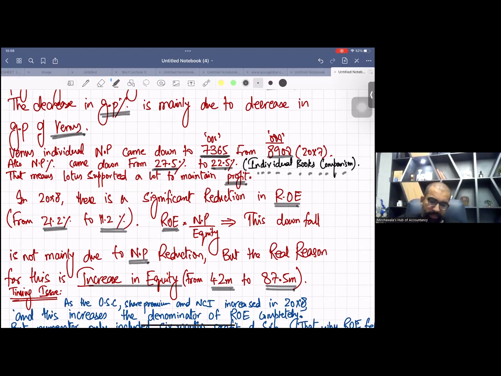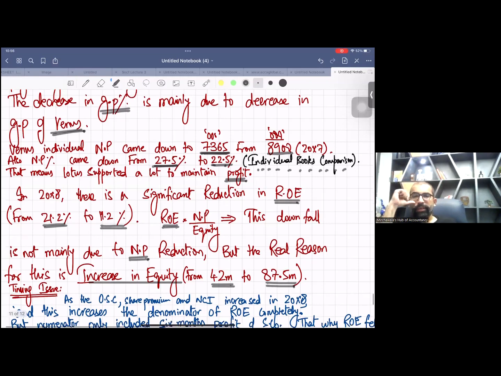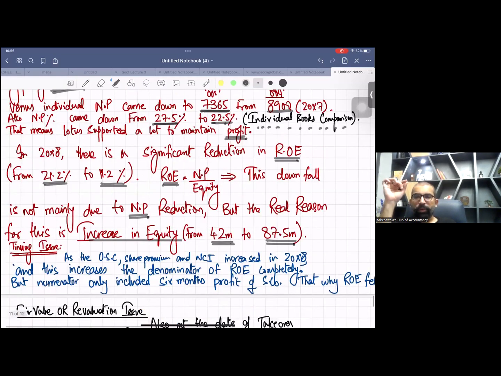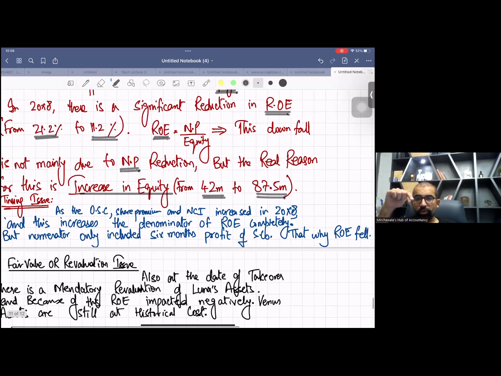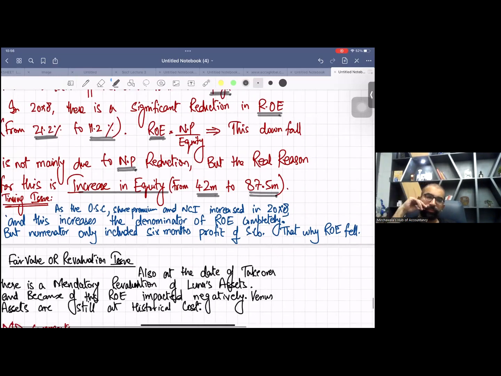Now next, the timing issue, which I just told you. The ROE denominator increases in one go, but in the net profit we only took 6 months effect. Read it please. In the net profit we only took 6 months effect.